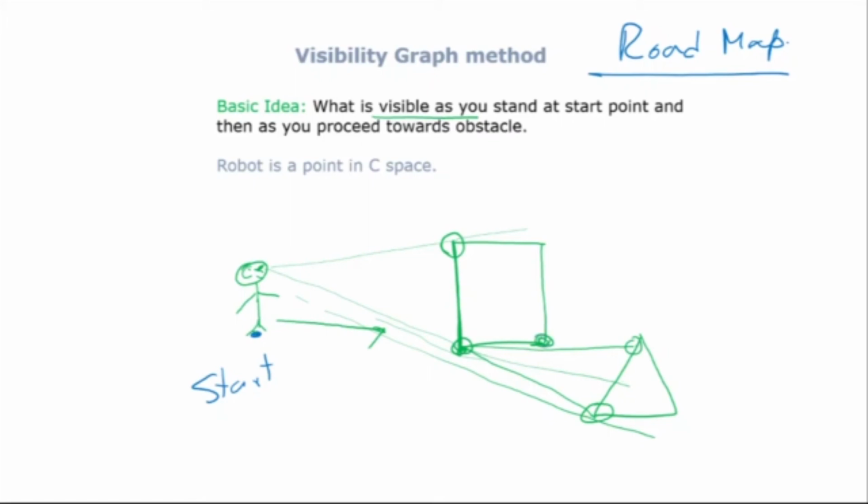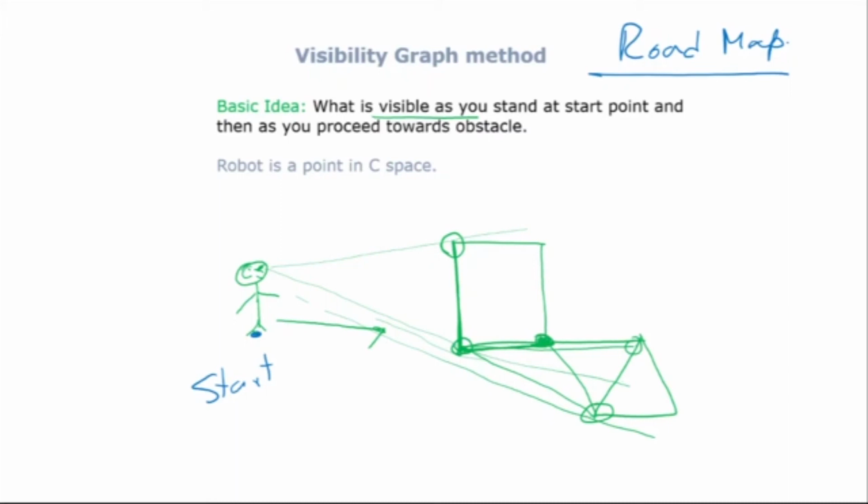Now the edges here are also visible, because from standing here you can see that also. So from here you move here, and from here you can see that, and that. It is like saying you're standing at the start point looking at the obstacle, then going to the vertices of this obstacle and seeing what more you can see. And whenever you see a vertex, you connect it with a straight line, which is your road.